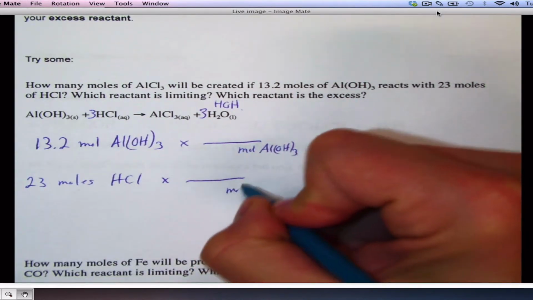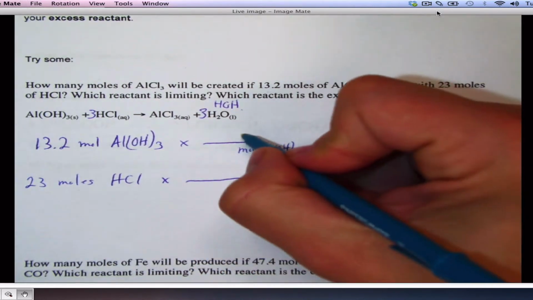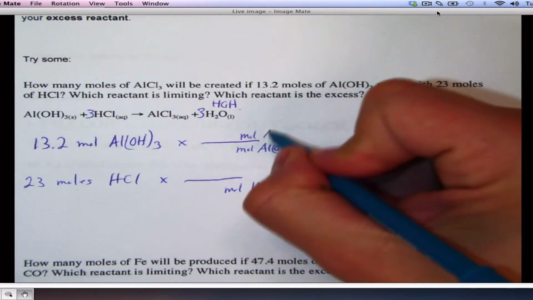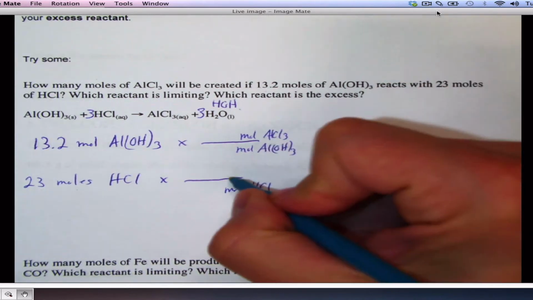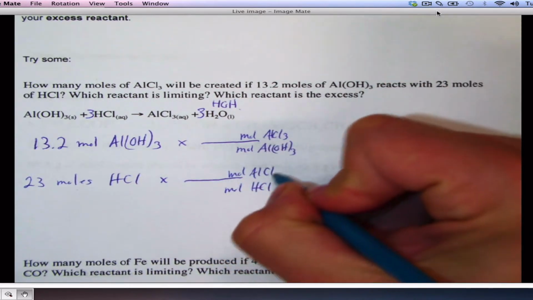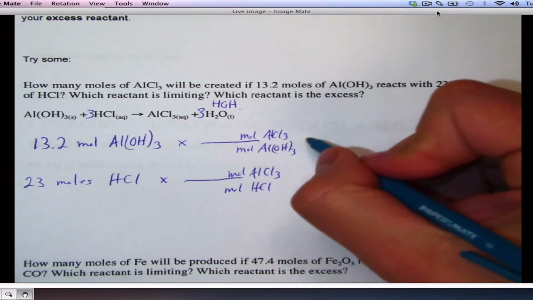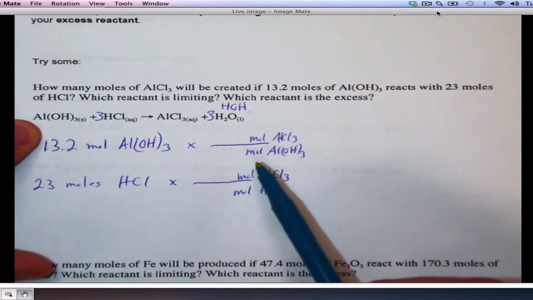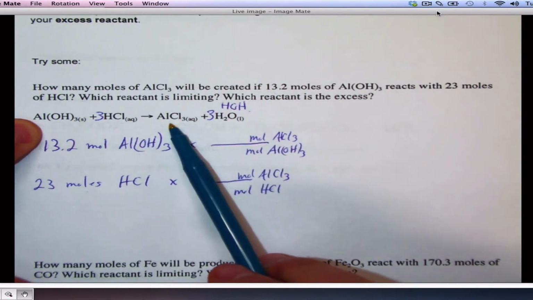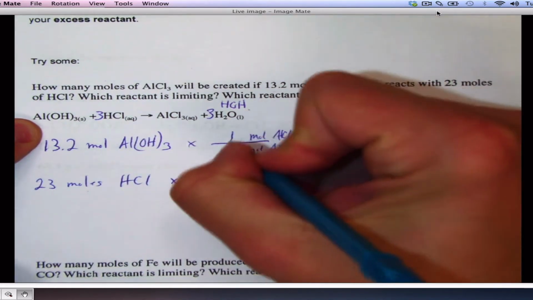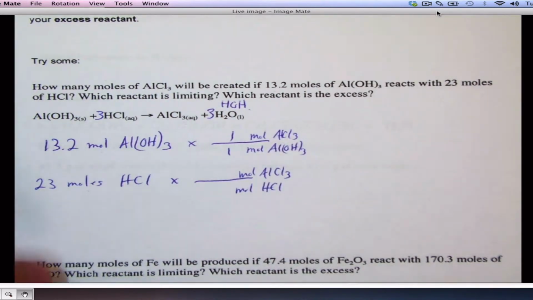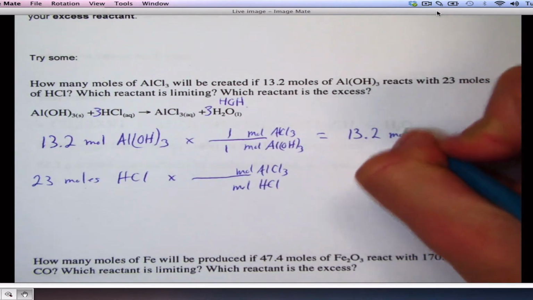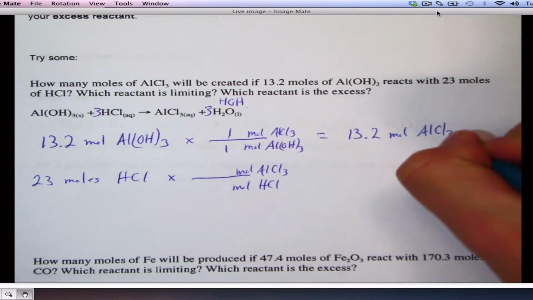And this one's going to be moles of Al(OH)3. But we're going to the same moles. What are we going to? AlCl3. Whoops, AlCl3. Moles of AlCl3. All right. So then we just look up our equation. What's our mole-to-mole ratio? Well, here's Al(OH)3, and here's AlCl3. Well, it's a 1-to-1 ratio. Easy calculation for that one. You don't got to do anything. You just got 13.2 moles of AlCl3. That was an easy calculation.